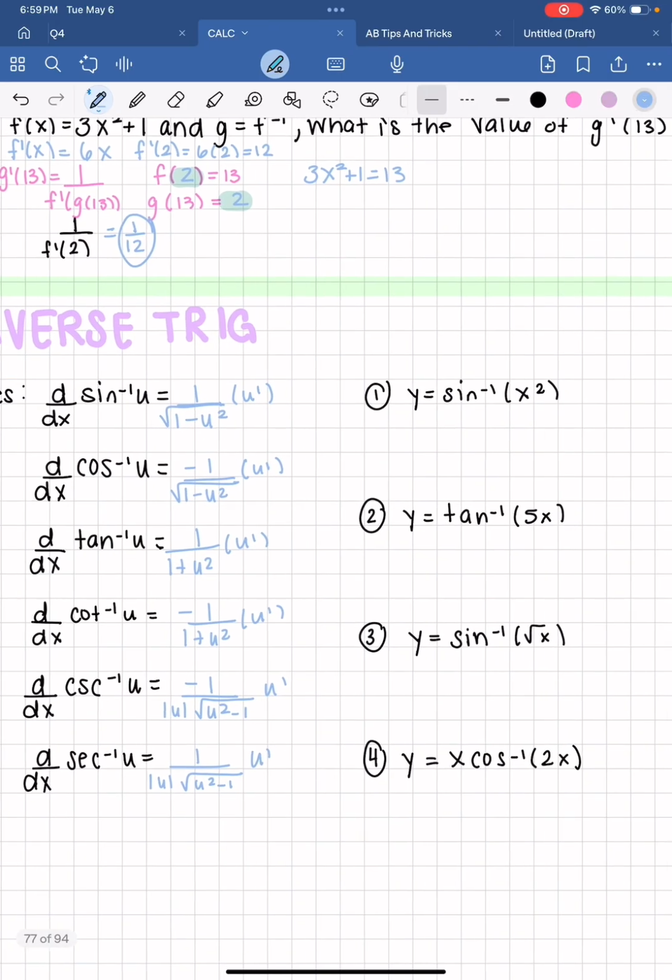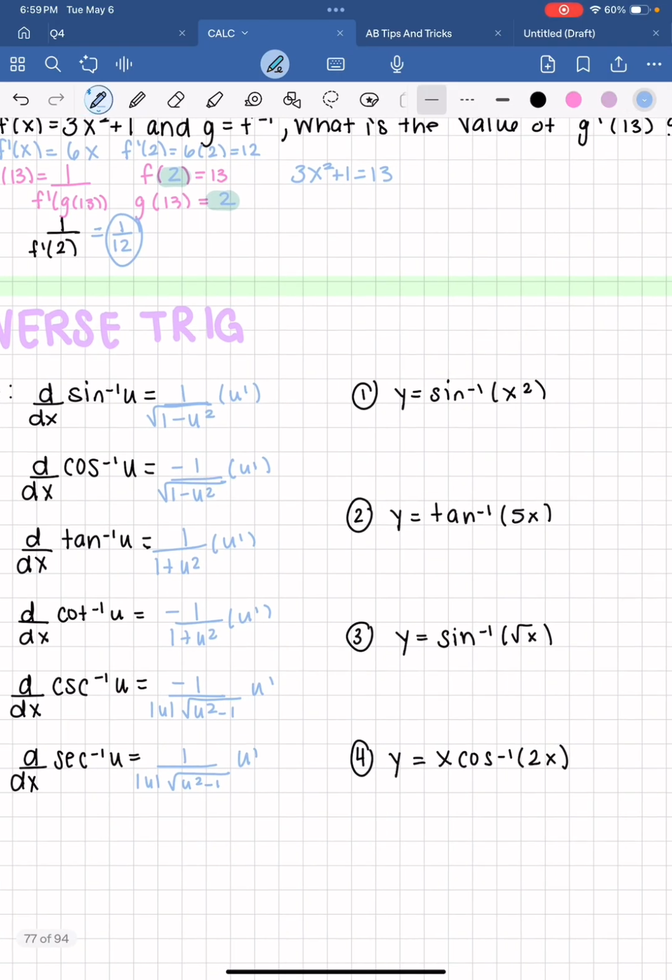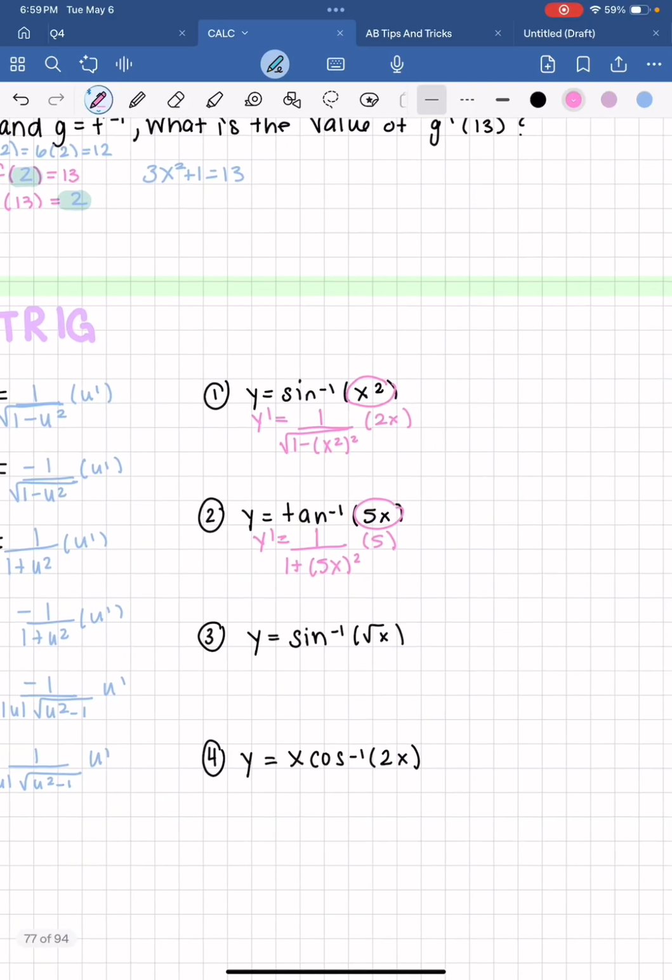So now we're going to go over here and use these rules to derive the following. Do not forget to derive the u. So first thing, this is my u. It's going to be 1 over the square root of 1 minus u squared du, 2x. Done. Arc tan, 1 over 1 plus u squared times the derivative of 5x, which is going to be 5. Done.